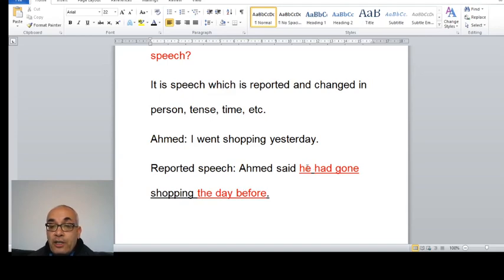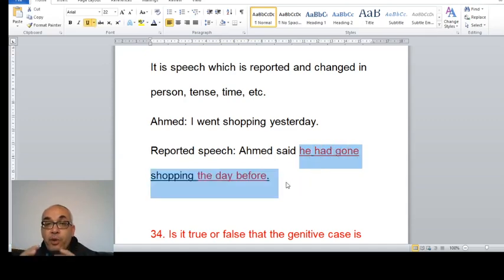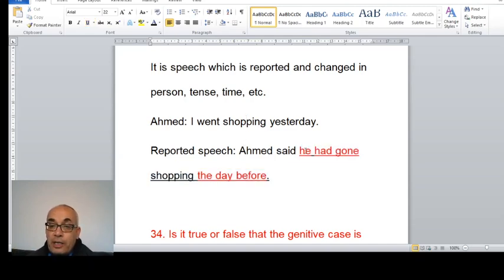So anything in red, it means I am showing you how you change the sentence when you report it. So first I start with Ahmed said. Now he had gone shopping the day before. This sentence is reported speech or indirect speech. I change I to he. So I change what? I change the person. Can you see? Change person. Because I cannot say Ahmed said I. You have to say Ahmed said he, because Ahmed is he.